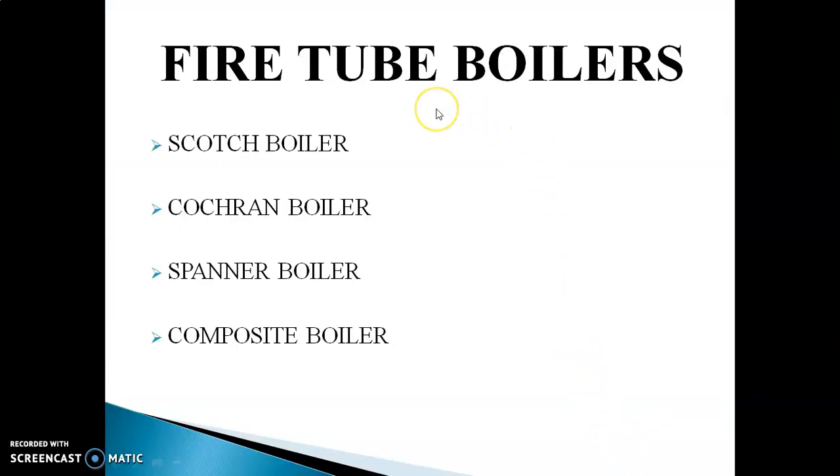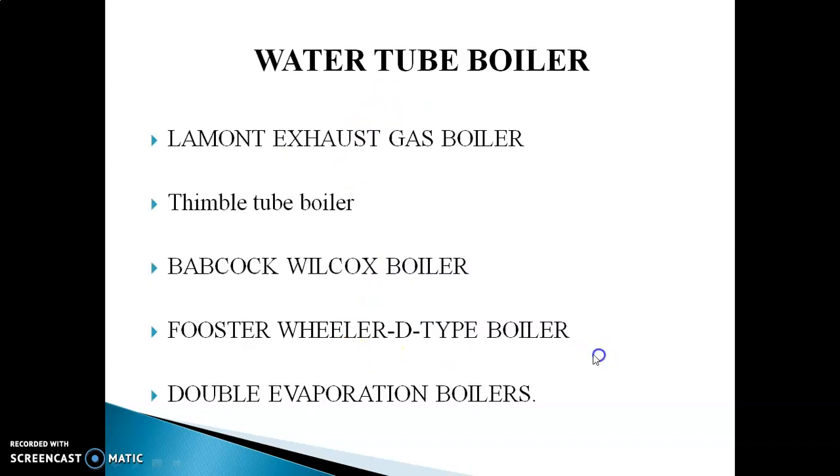Let's see the types of fire tube boiler: Scotch boiler, Cochran boiler, spanner boiler, composite boiler. These are the examples for water tube boilers: Lamont exhaust gas boiler, thimble tube boiler, Babcock-Wilcox boiler, Foster-Wheeler D-type boiler, double evaporation boilers.